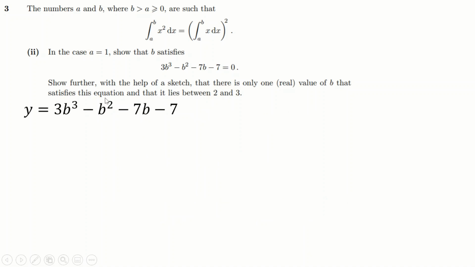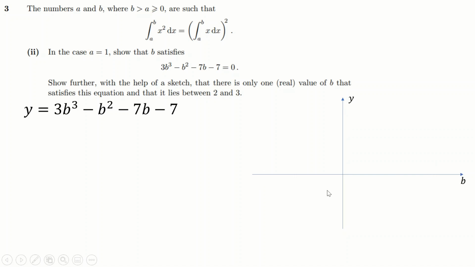Show further with the help of a sketch that there was only one real value which satisfies this equation here. So let's try sketching this then. So get some axes down. These axes are going to be from y to b, which is a bit weird. Usually you have an x-axis, but this is a b-axis, I guess, which is cool.